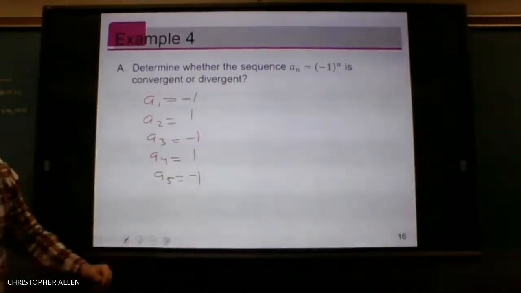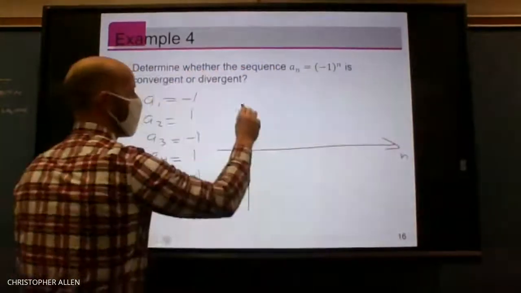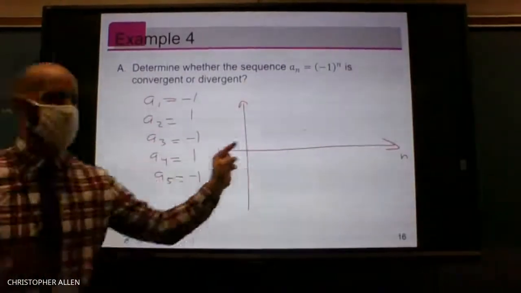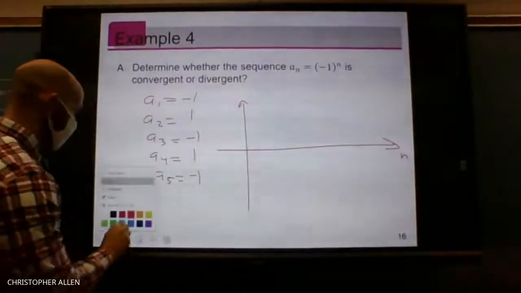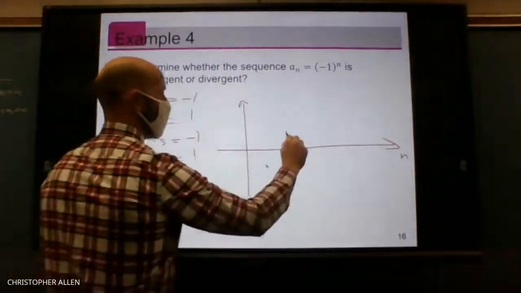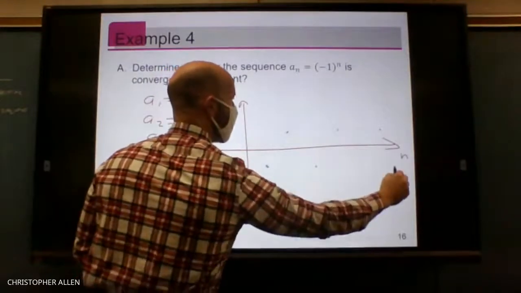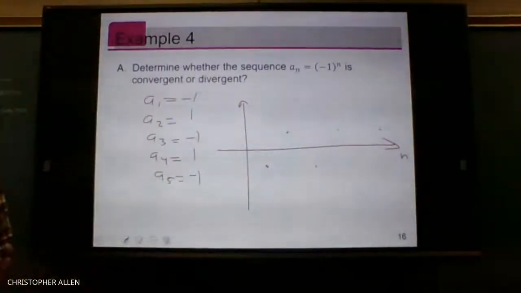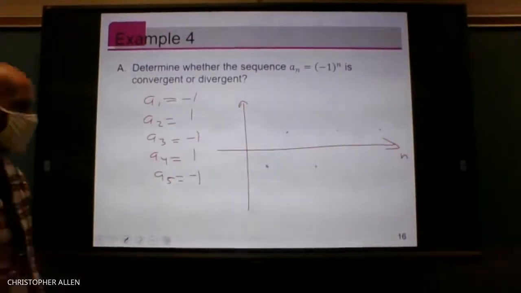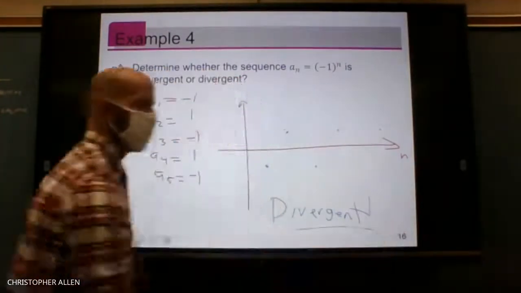Let me draw you a picture of what this is doing. We'll call this n, and we'll just say this is n getting large, right? So our first value is what? Well, -1, right? What's our next value? Next value. Next one. Next one. Does it converge or diverge? It wants to say diverge. Correct. This is divergent.